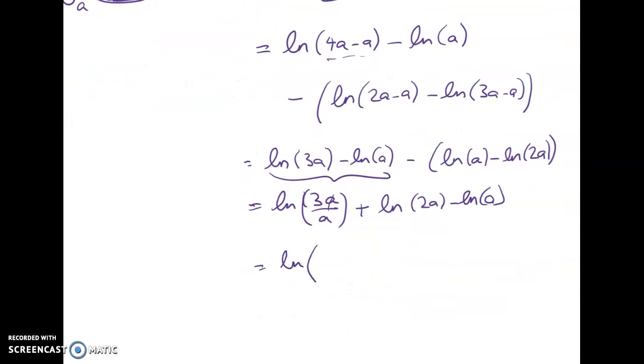And in here, the a's simplify. So I've got the natural log of 3. And here I've got the natural log of 2a over a, which gives me the log of 3 plus the log of 2. And by our log rules, we get the natural log of 6.